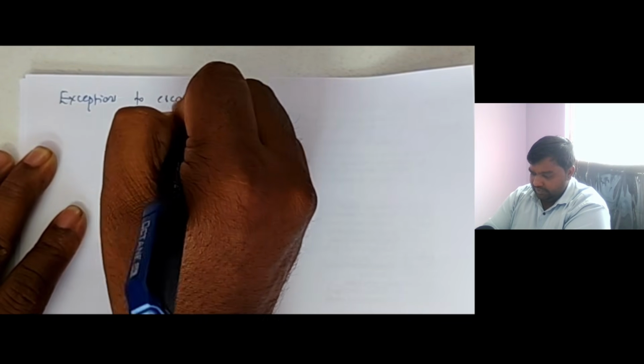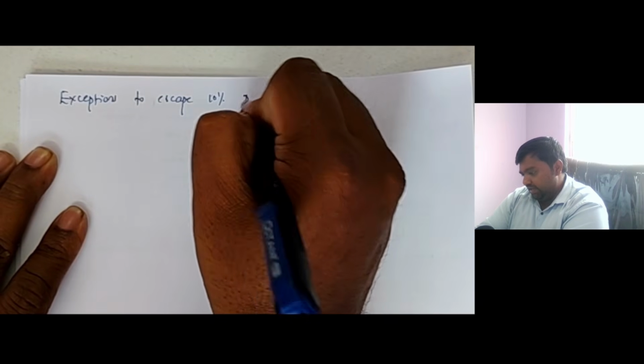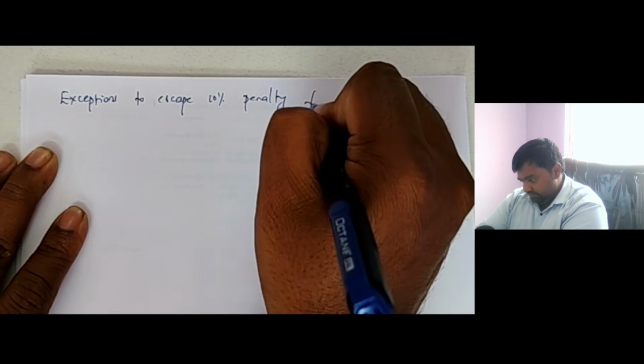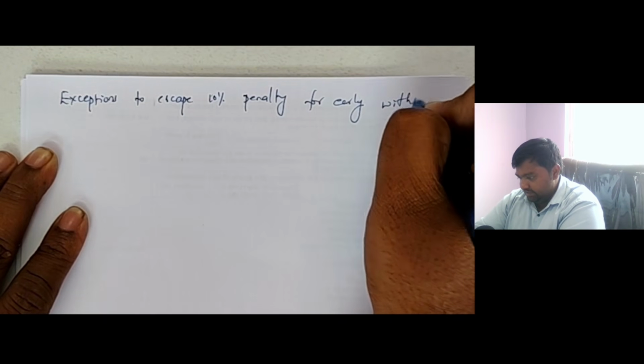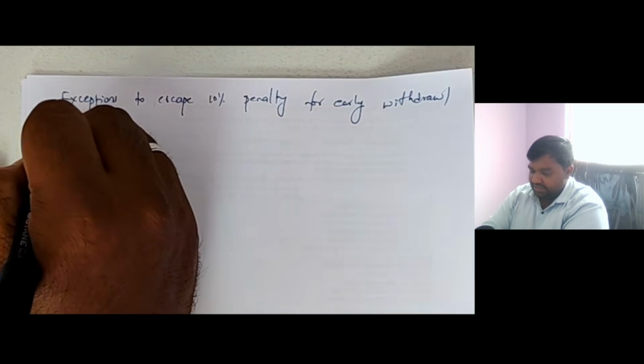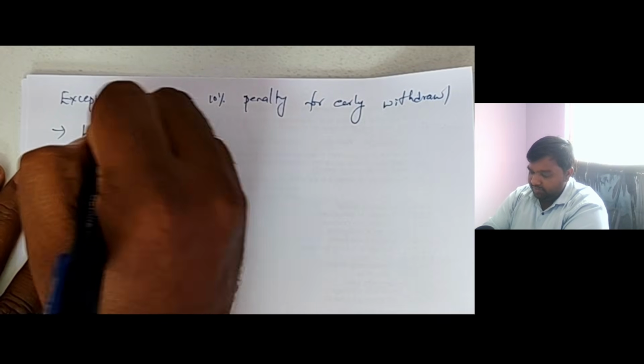There are some exceptions to these withdrawal penalties. One of the exceptions to escape the 10% penalty for early withdrawal, applicable only for traditional IRA, remember that. The first exception is for first home purchase.